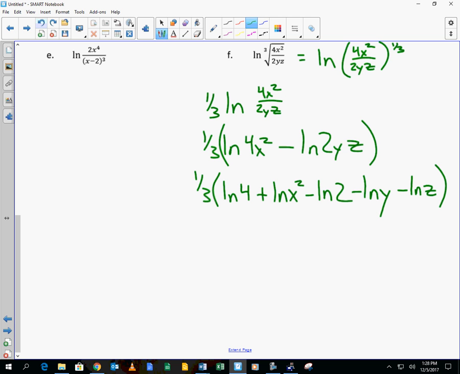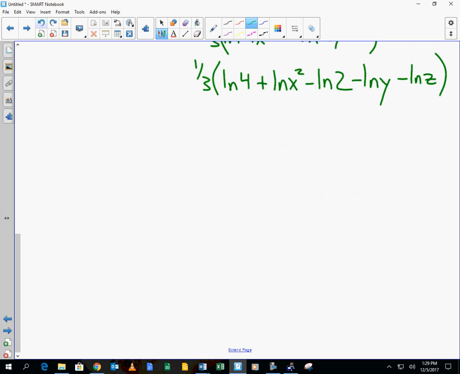So Jesse told us earlier that we should continue that subtraction. So we're going to do that. And now I have one last step I can do, right? 1/3 natural log of 4 plus 2 natural log of x minus natural log of 2 minus natural log of y minus natural log of z.